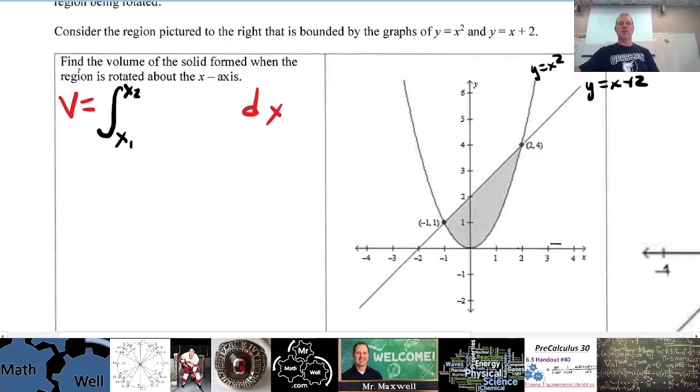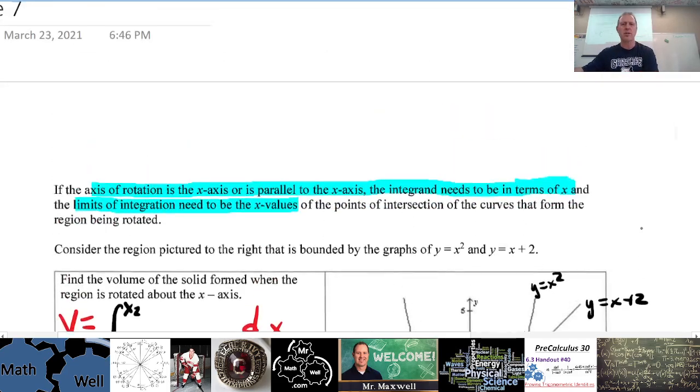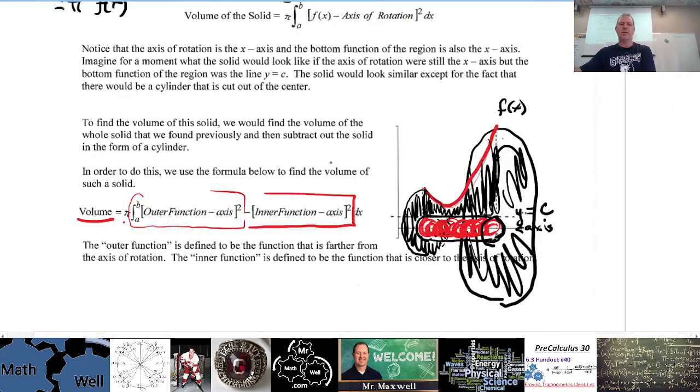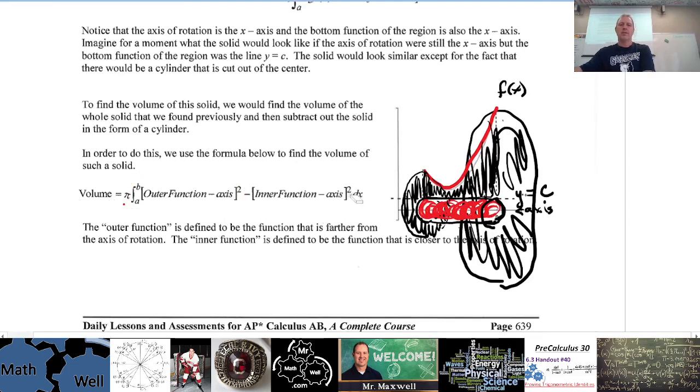Well, this says find the volume of the solid formed when the region is rotated about the x-axis. So the axis of rotation is going to be y equals what? 0. That's the easiest of the sorts. So let's go back to the last page, and let's again remind ourselves of this important formula right here.